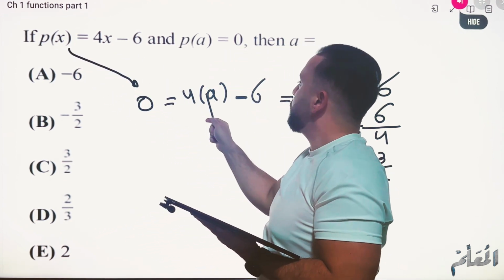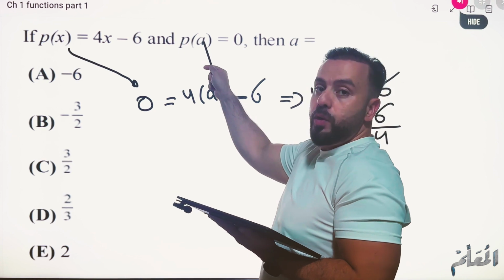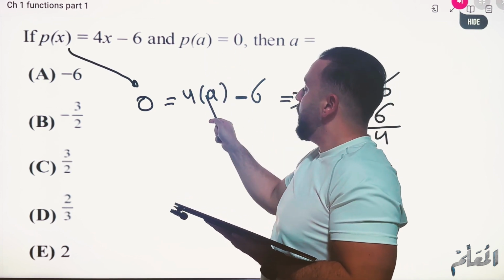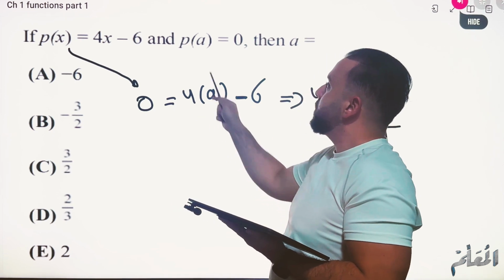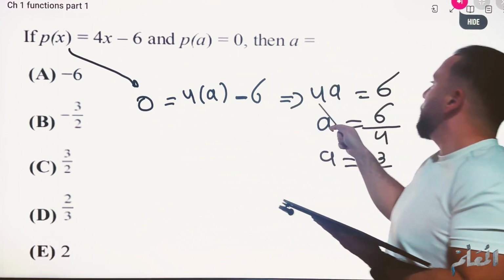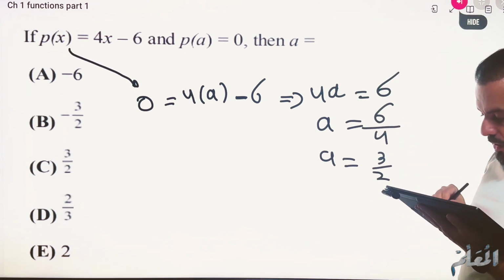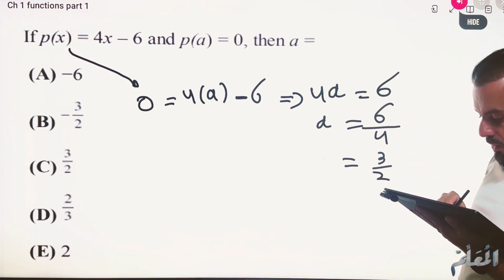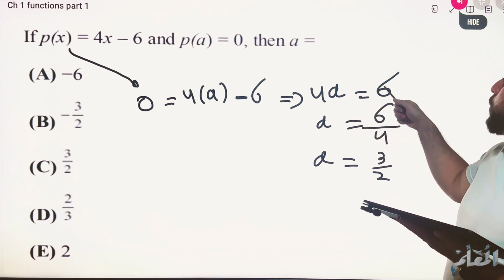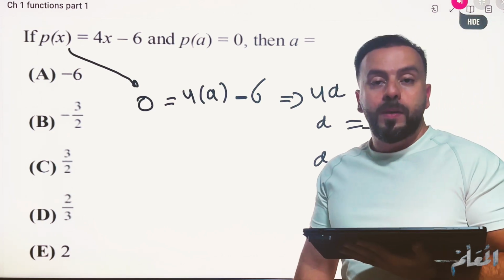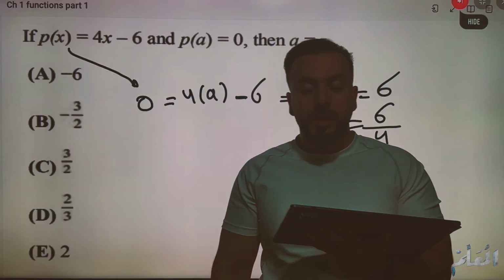So just remember, p of a equals 0, which means in the place of p of x, we put 0, and in the place of x, we put a. If you replace x with a, the answer is 0. So that's why we put 4 times a minus 6, then the answer is 0. At the end, 4 times a equals 6, a is equal to 6 over 4, then a is equal to 3 over 2.